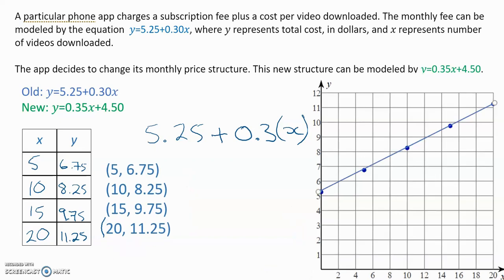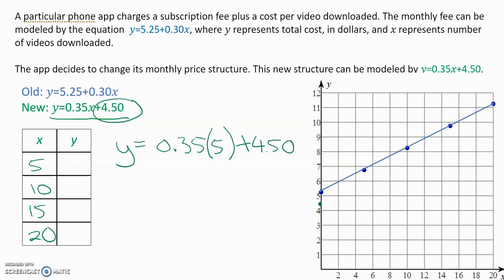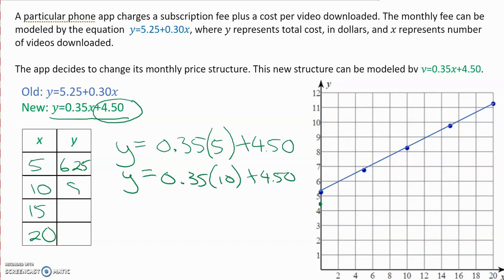So now that that one's done, we need to do the same thing for our other equation. So looking at the new pricing model, we know that our initial value is 4.50, so we can go ahead and put that on the graph. And then we can work out the others by substitution. So y equals 0.35. My first value is 5, so I put that instead of x and add 4.50. And that equals 6.25, so I'm just going to go ahead and put that in the box and repeat for each value of x. So 0.35 times 10 plus 4.50 equals 8, and then do the same for 15 and 20.